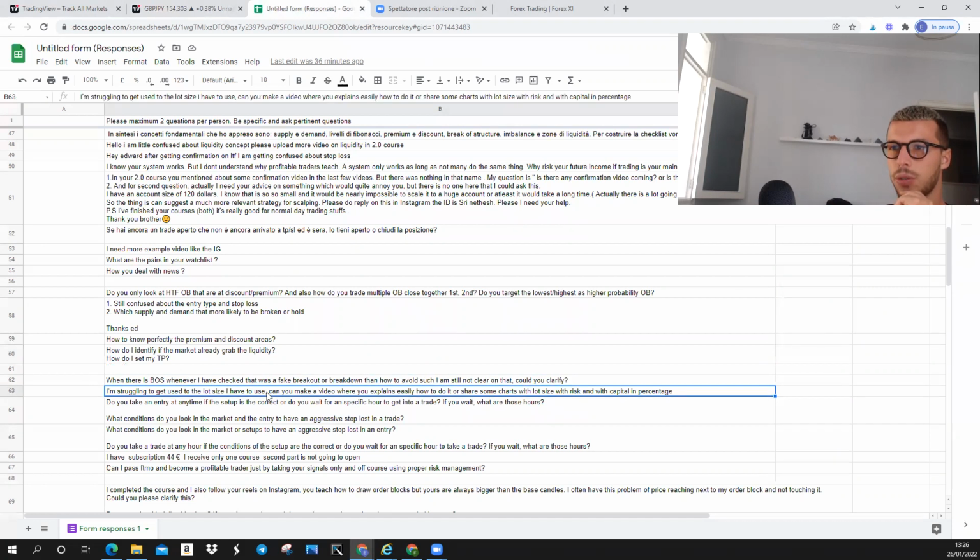I'm struggling to get used to the lot size I have to use. You should use a lot size calculator. It's pretty easy. You just put which pair you're trading, how many pips of stop loss you're using, and it gives you the lot size that you should use.